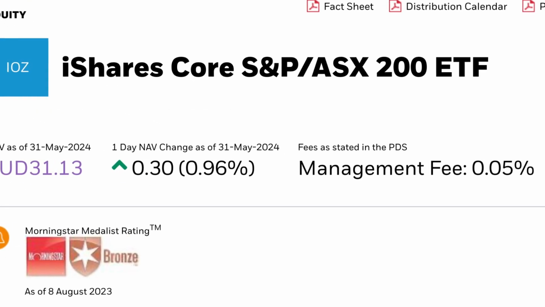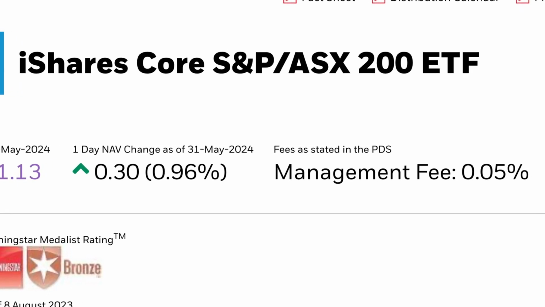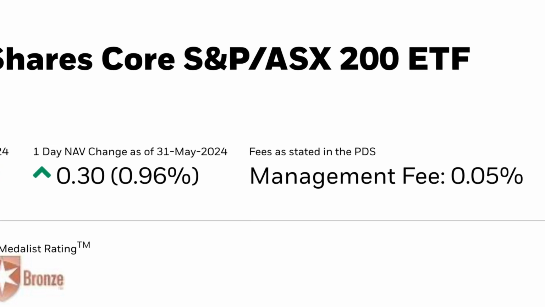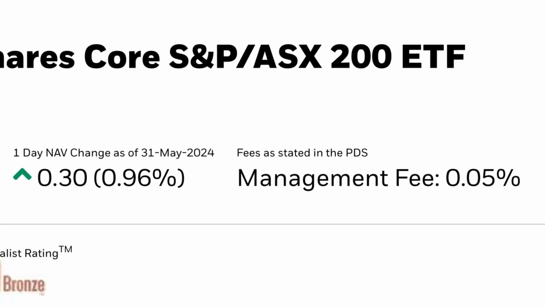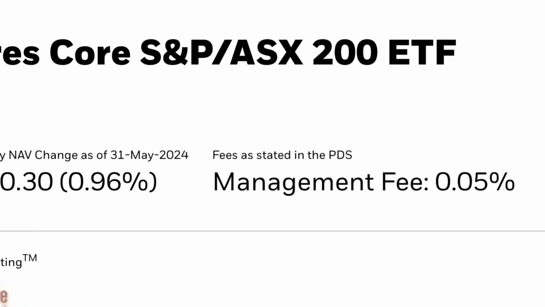It has a management expense ratio of 0.05% per year, so for every $100,000 invested, it will cost $50 per year in fees. And this is automatically subtracted from the ETF unit price, so you won't actually see any fee transactions being taken from your brokerage account.